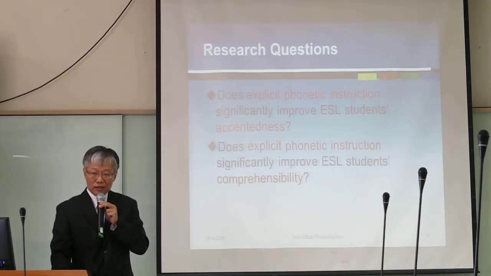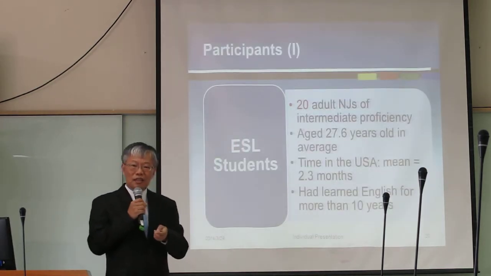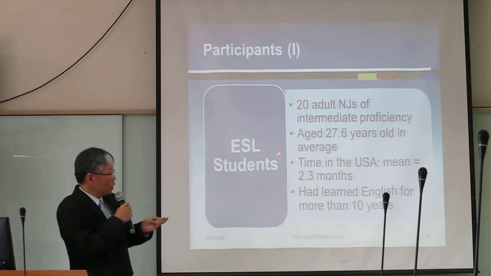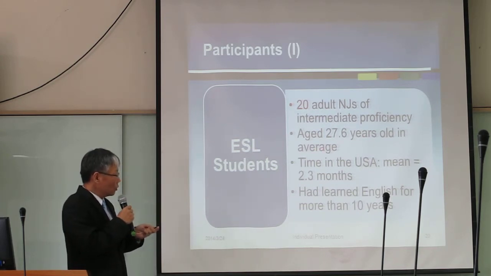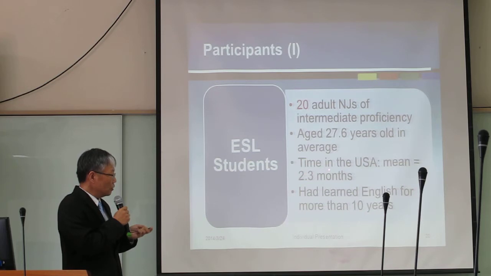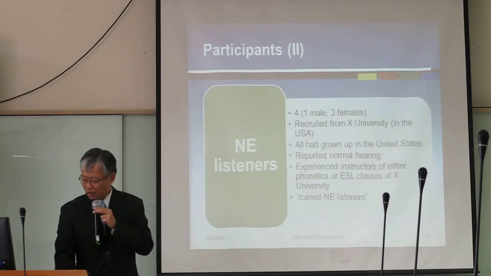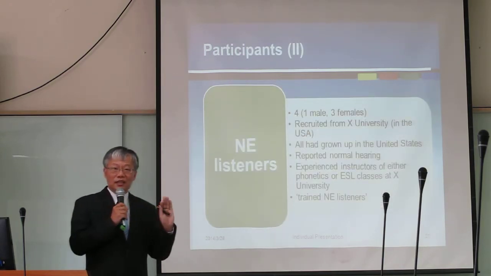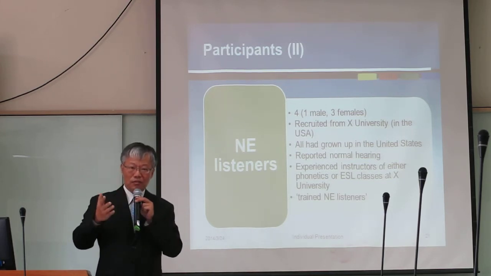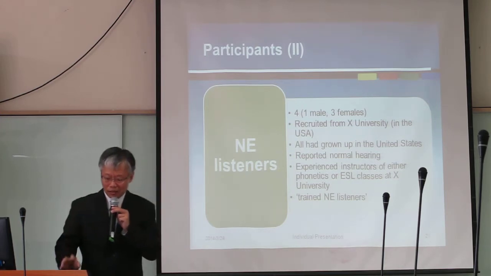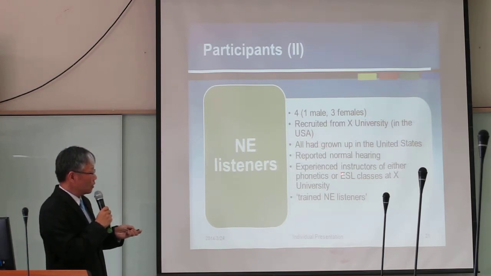How does the author do the method? Participants: 20 native Japanese speakers, all adults, and they are 27.6 years old on average, and they stayed in the USA for 2.3 months, and they have learned English for more than 10 years. Native listeners: there are 4 raters to score, to rank or give marks for their speaking. And they are native English speakers, and they are instructors.